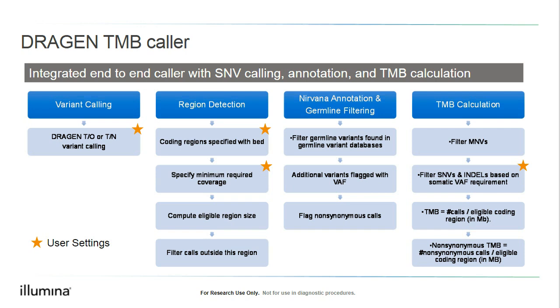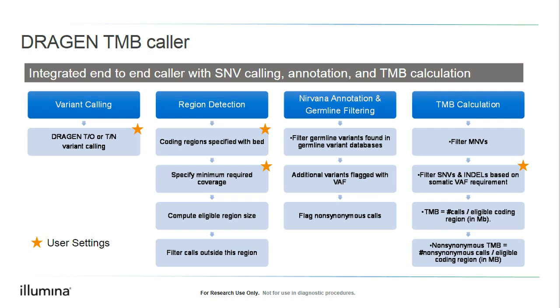The next step is a region detection step. So here are the coding regions that you would specify with a bed file that you would provide. And you would also specify the minimum required coverage. We then compute the eligible regions, and then we bring in our Nirvana annotation capability that is also inbuilt into DRAGEN to do the filtering based on the bed files and the coverage that you have provided. Finally, the last step is the TMB calculation, where again you provide the VAF threshold, so we will filter based on those VAF thresholds and then make the TMB calls.